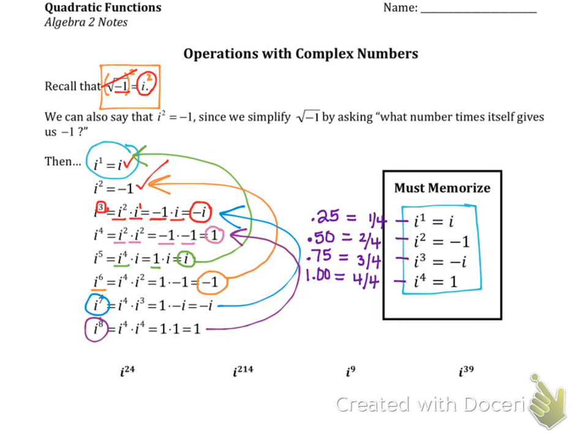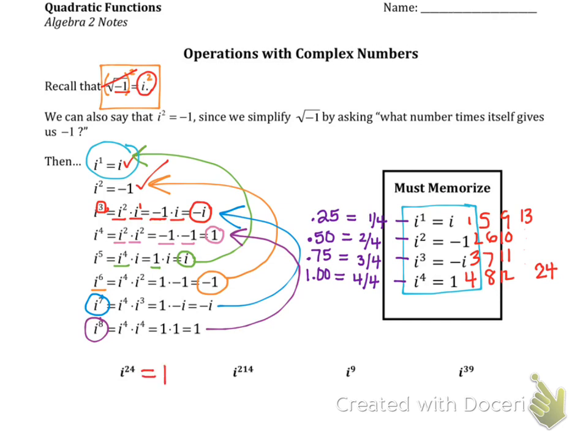Well, if I have i to the 24, I need to know how many times I'm going to cycle through that pattern. So I could count, and I could say 1, 2, 3, 4, 5, 6, 7, 8, 9, 10, 11, 12, 13, and so on. And I'd go all the way up to 24, and 24 would be written down here, meaning I'm going to go all the way through this cycle. Turns out it's going to be 6 times. So the answer to this is 1.